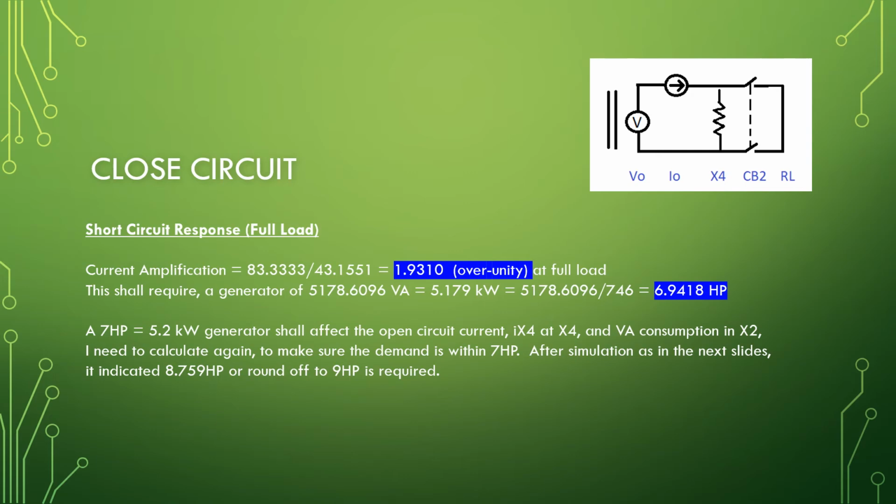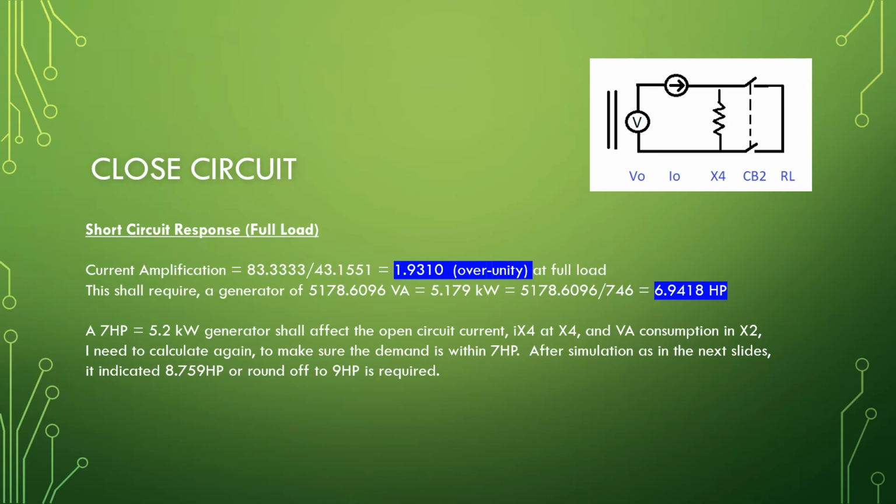This shall require a generator of 5,178.6096 VA, equal to 5.179 kilowatt, equal to 6.9418 horsepower.